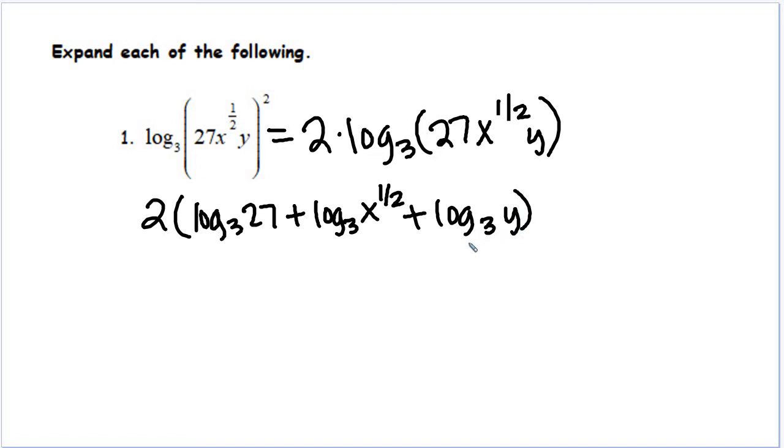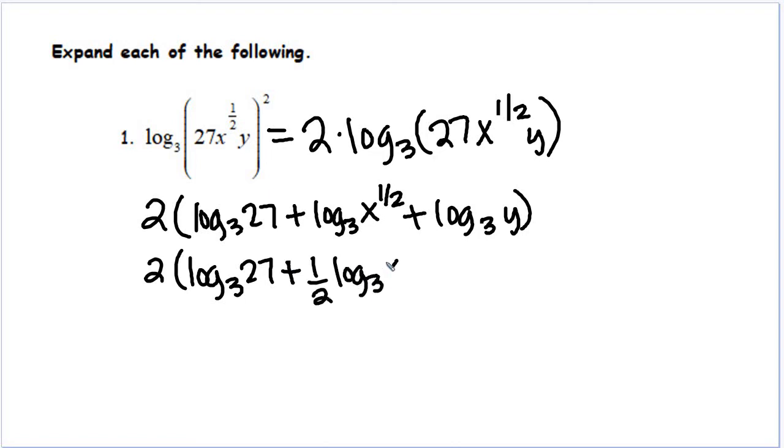Okay, so then I go through the process, the 3 rules. Do I still have any products? No, I've got 27, x to the 1/2, and y. No products. So do I have any quotients? Still no quotients. Third, do I have any powers? And I do. I have 1 exponent left, so I'm going to need to fix that. So 2 times log base 3 of 27 plus 1/2 log base 3 of x plus log base 3 of y. Okay? So now I have no products, no quotients, no exponents.